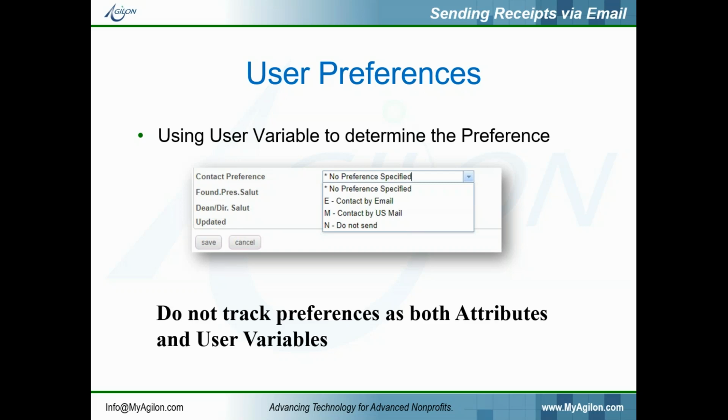You'd also want to make sure that you don't track both preferences as an attribute and as a user variable. You're going to do one or the other, so we can make sure that our queries are attuned to the proper set of data for attributes or user variables. It's certainly something that we can change if you decide you would like to do attributes and you have been doing user variables, but it is something you'll want to make sure you're deciding.